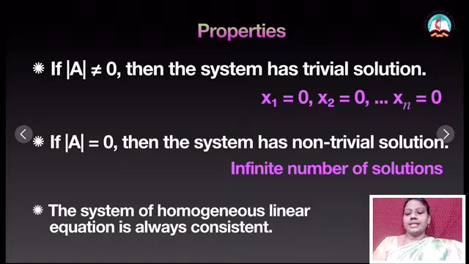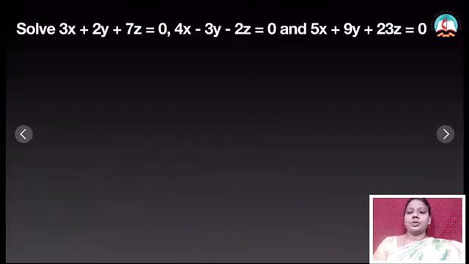Okay. So a system of homogeneous linear equations is always consistent. That means either I get a trivial solution or I get a non-trivial solution. Apart from this, I do not get a no-solution condition. Okay, there is a solution. The solution may be trivial or non-trivial. Therefore, we can say that homogeneous equations are always consistent. Okay, let me see some problems to solve.